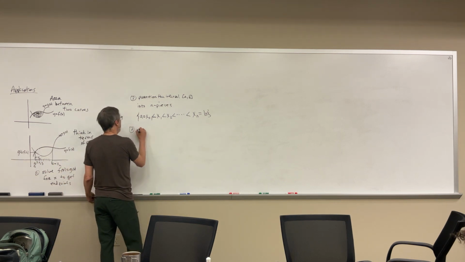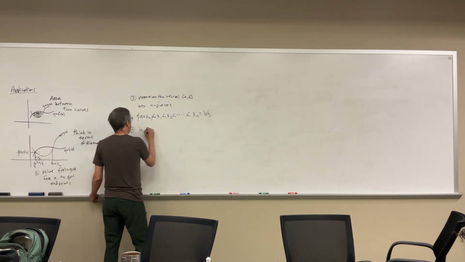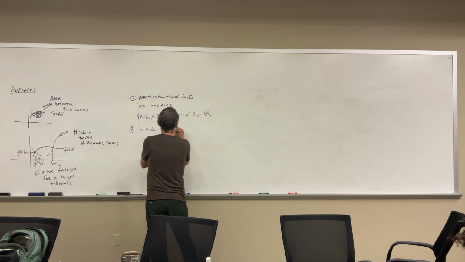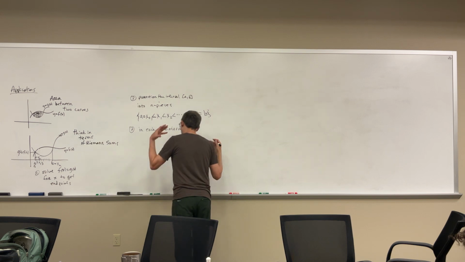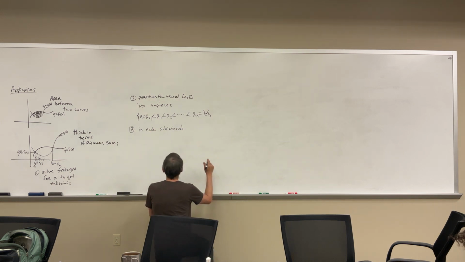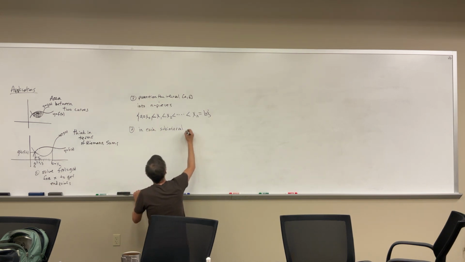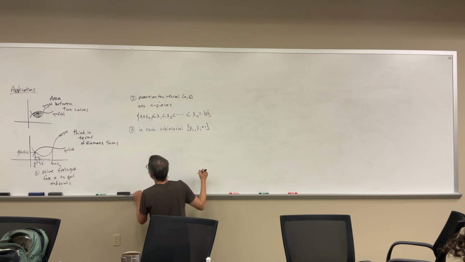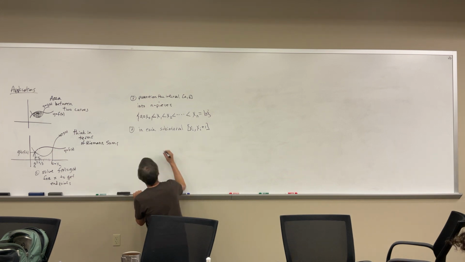So step 3 is in each sub-interval. We're also building some language and more experience thinking in these sums. In each sub-interval, let's say that's x sub i to x sub i plus 1, choose a representative point that represents the whole interval.